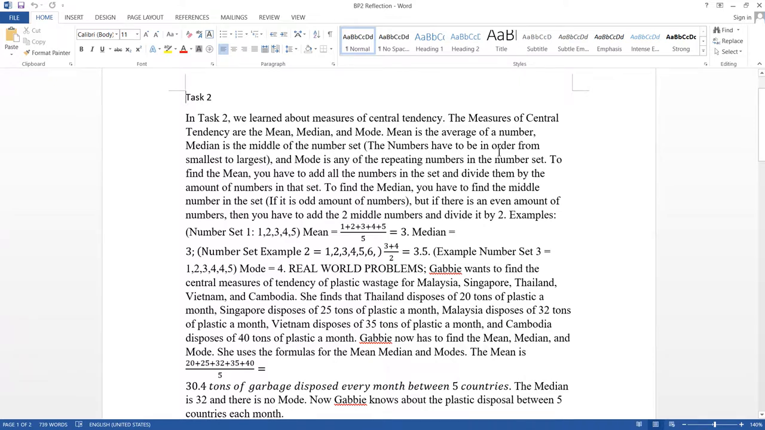The measures of central tendency are the mean, median, and mode. Mean is the average of a number set. Median is the middle of a number set. The numbers have to be in order, from smallest to largest, to find the median. And the mode is any of the repeating numbers in the number set.